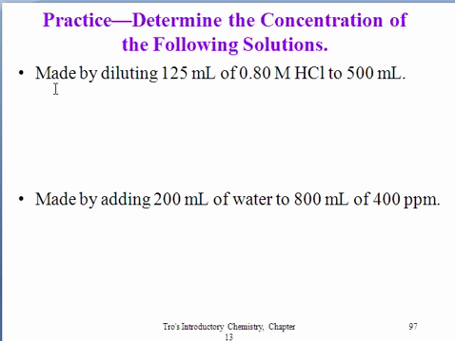So let's look at some practice. Let's look at finding the concentration made by diluting 125 mL of a 0.8 molar solution of HCl to 500 mL, and then also the concentration of solution made by adding 200 mL of water to 800 mL of 400 ppm. So go ahead and pause this lecture and see how far you can get, and then I'll do these problems and we'll see if you got the right answer.